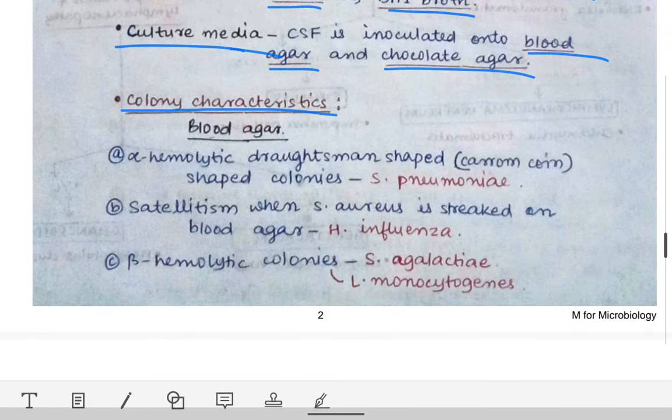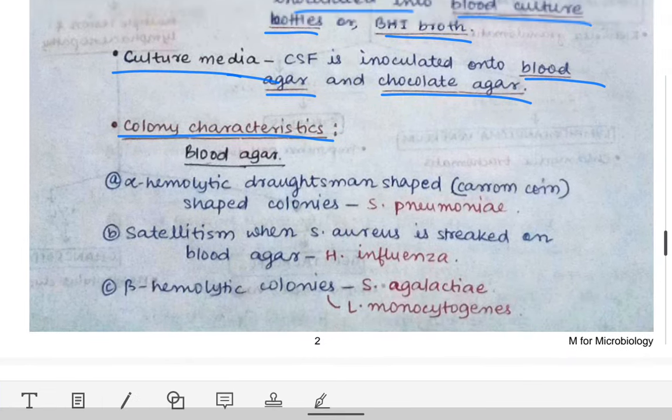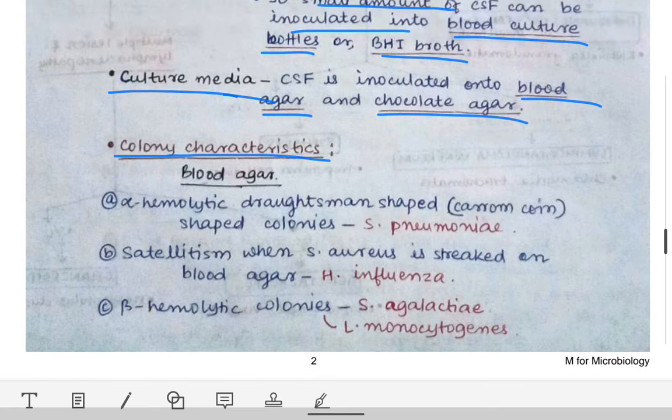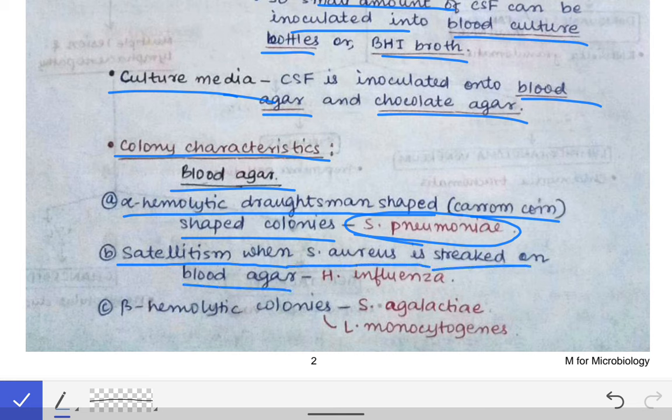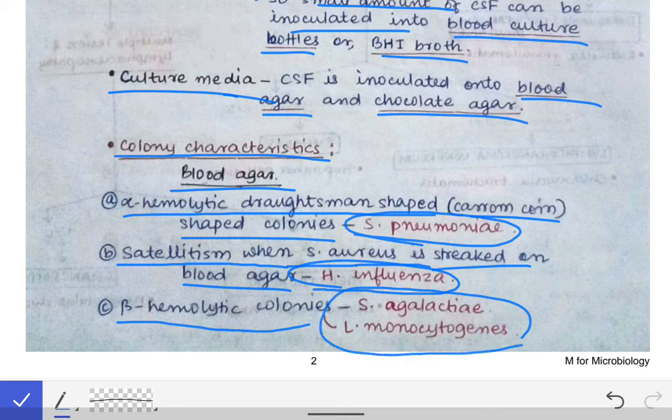We see the colony characteristics like on the blood agar, if there are alpha hemolytic Dortmund shaped carom coin colonies, then we can think in terms of Streptococcus pneumoniae. If we see satellitism when Staph aureus is streaked on the blood agar, then we can think of Haemophilus influenzae. And if there is production of beta hemolytic colonies, then we can think of Streptococcus agalactiae and Listeria monocytogenes.